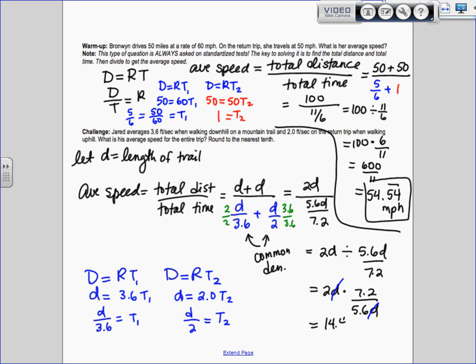So we get 14.4 over 5.6, which is, someone help me out. Who has their calculator out? What is it? 2 point what? Is it 2.571? That's the number that's in my head from first period, but I don't know. It's been a long day. Help me out. 2.571 feet per second. Okay, and that's the answer.